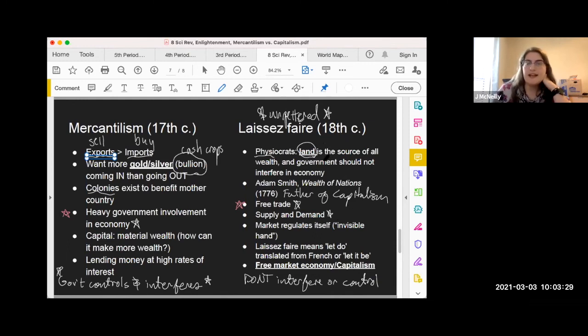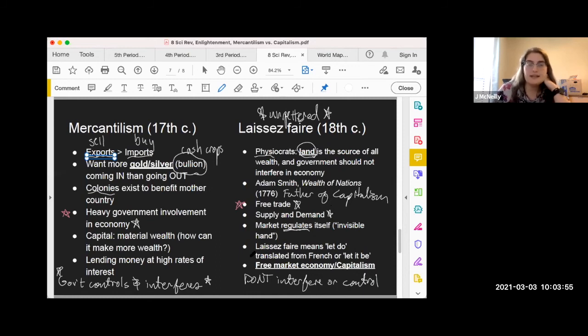But remember, Adam Smith was trying to apply Enlightenment ideals, natural laws, to the economy, saying the natural laws are supply and demand, and the market regulates itself. If there's too much of a good on the market, then the price will drop. If there's not enough of a good on the market, then the price will increase and more people will try to create that good to meet supply and demand.